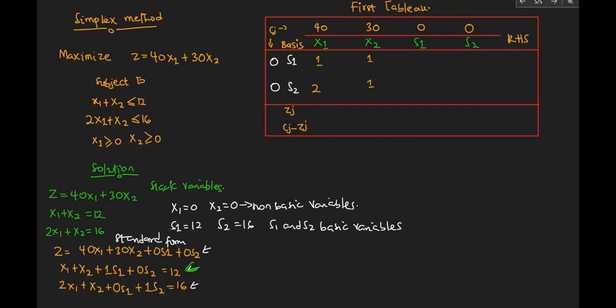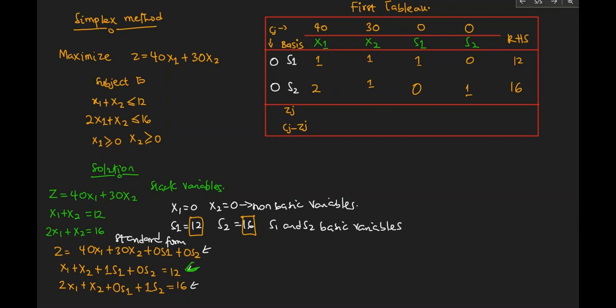And then for s1, for the first standard form, s1 was 1, and then it was 0 in the second, and then this one also s2 was 0 here, and then it was 1 here. And then for the right hand side, we are going to write down these values that we got after equating x1 and then x2 to 0. So that will be 12 and then 16.